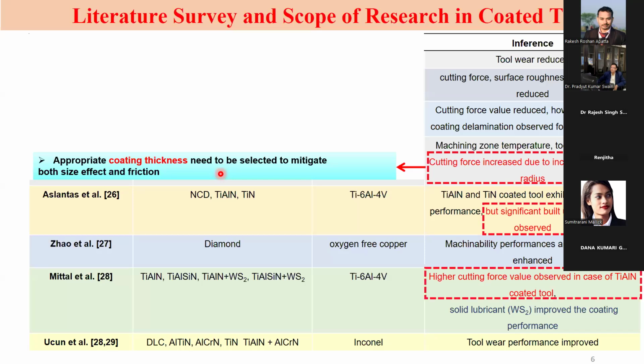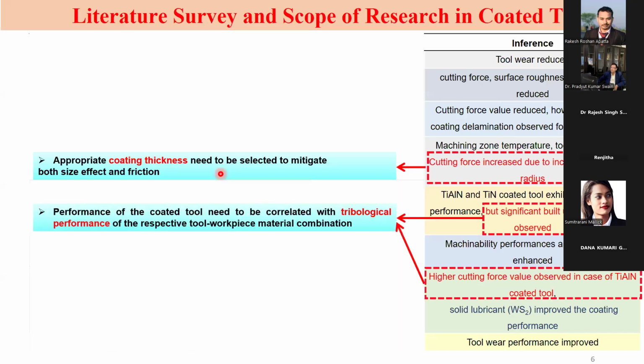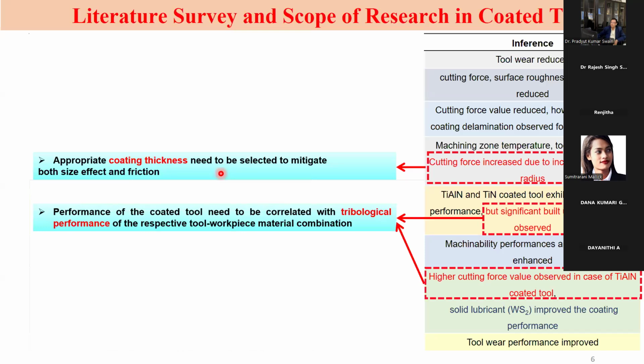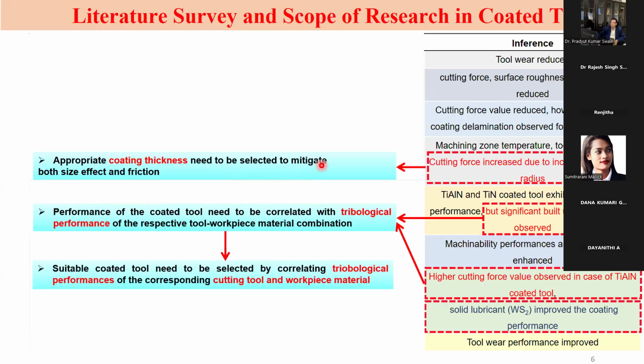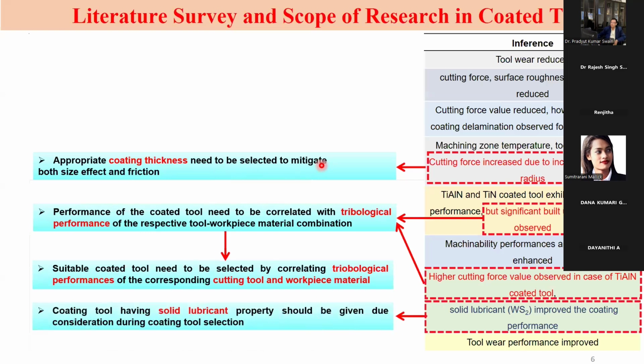So then the next idea came that maybe this is about the relationship between the two mating surfaces, the tool and the workpiece. So we have to investigate that. And a few other people say that if we use some solid lubricant kind of coating, then it can enhance. But again, the edge radius is an issue. So those things we have to take care of systematically.